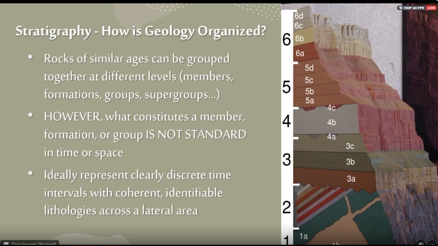Okay, well, how are these rocks organized in the wild, so to speak? Rocks of similar ages can essentially be grouped together on different levels, big or small, to create what you read in the literature as members and formations and groups and supergroups and all that fun stuff. However, it's really important to note that these are not standard in time or space. Something like a geological formation can be giant or tiny, both in terms of time and in terms of space. Ideally, these represent clearly discrete time intervals with a coherent and identifiable lithology over a lateral area, meaning you can clearly identify what is, say, Morrison Formation versus what is not.